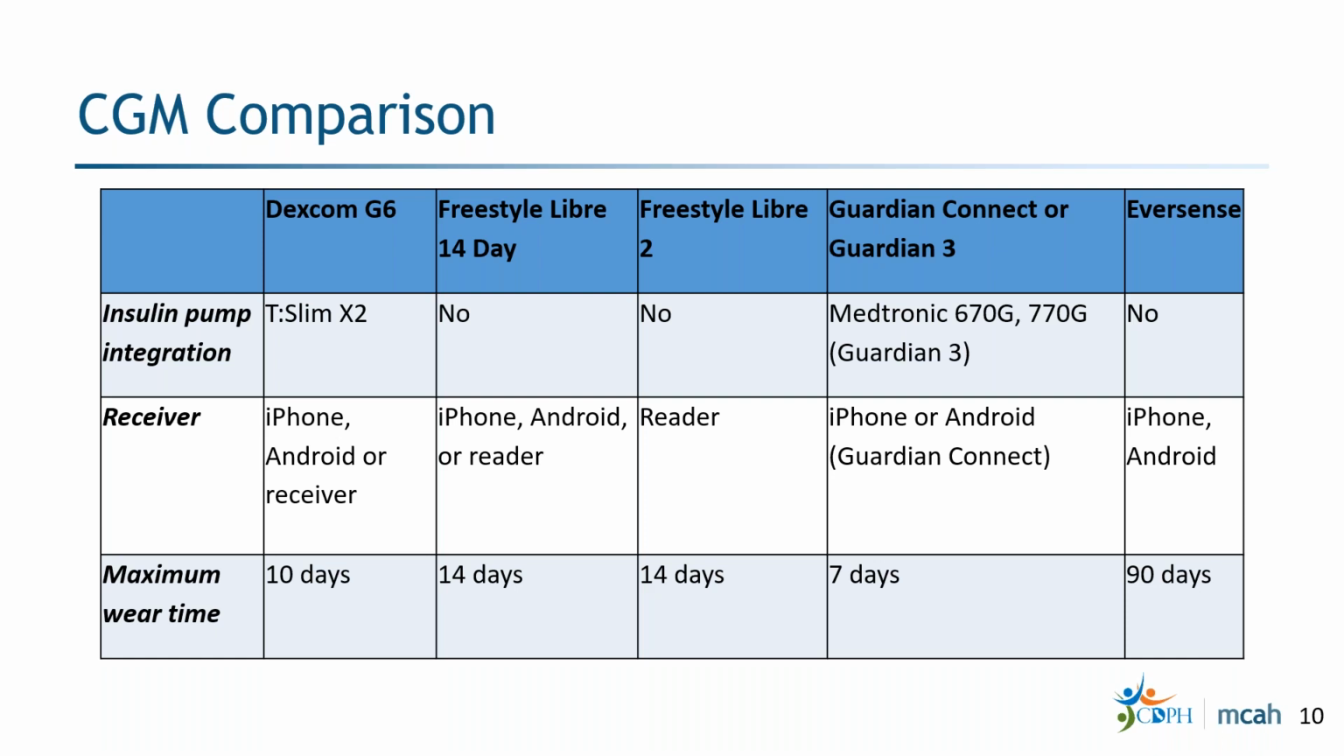Now, for receivers, the Libre 2 has a reader as well as the Libre 14-day. The G6 has a receiver. The Guardian Connect and the Eversense do require that someone has a smartphone, and they do work with Android or iPhone, but someone does need to have a smartphone and does need to download the respective app. At the current time of this presentation, for the Libre 2, we are still waiting on a mobile app. So anyone using that system really needs to have the reader, versus those using the other systems like the Libre 14-day or G6, who can choose if they want to use a separate device or just use it on their smartphone.